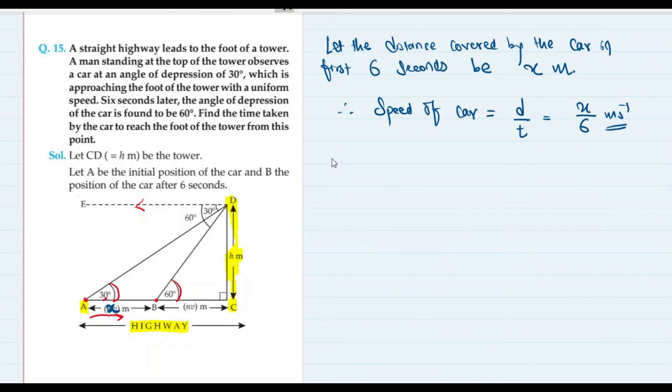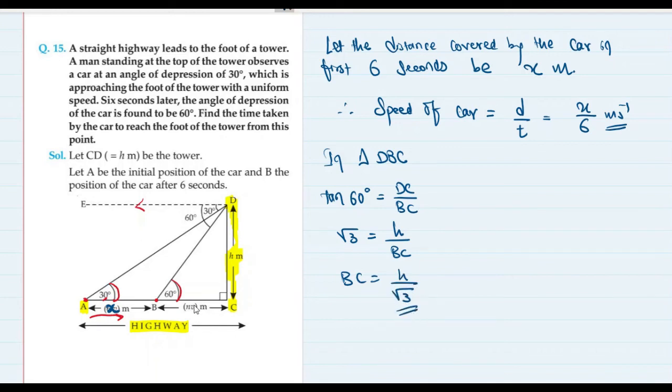Let's take triangle DBC. In triangle DBC, tan 60 degree is equal to opposite upon adjacent. Opposite is DC, adjacent is BC. Tan 60 is root 3. DC is h. BC we don't know. So BC is equal to h by root 3. Okay, so this is h by root 3 meters.